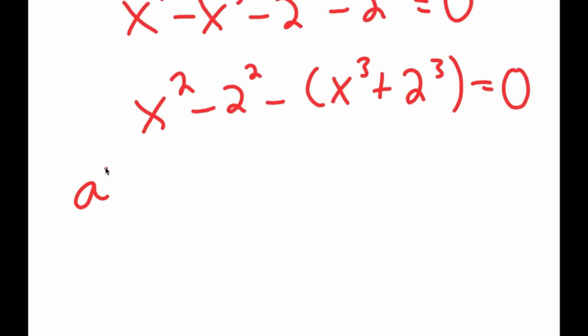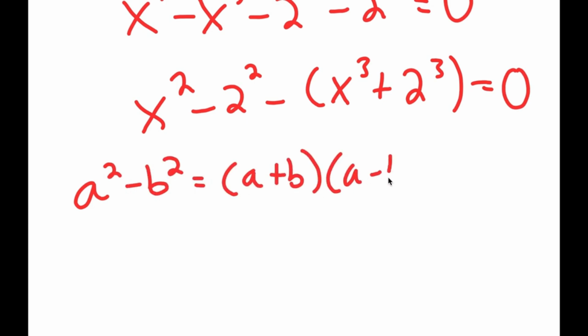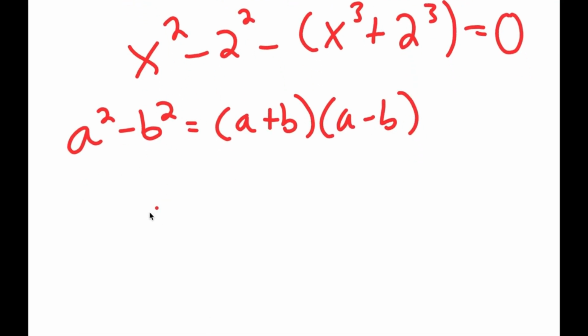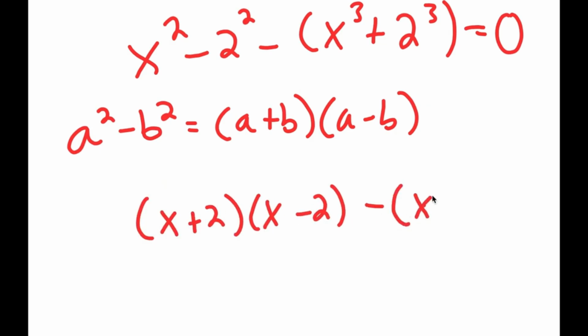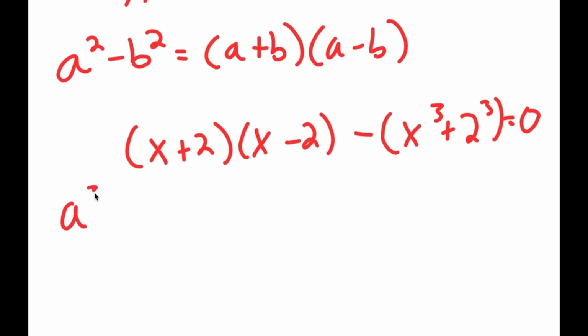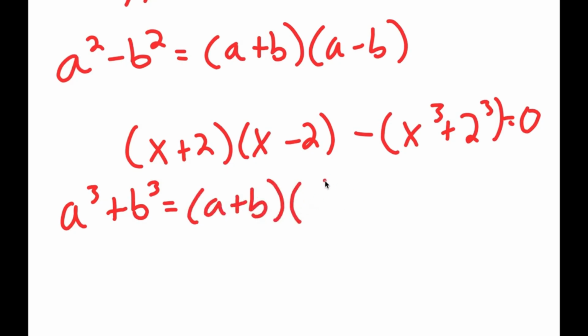So if I have something in the form a squared minus b squared, this is equal to a plus b times a minus b. So x squared minus 2 squared is going to equal x plus 2 times x minus 2. And now if I have something in the form a to the power of 3 plus b to the power of 3, this is going to equal a plus b times a squared minus ab plus b squared. And these two properties are really important in algebra, so I would recommend memorizing them.